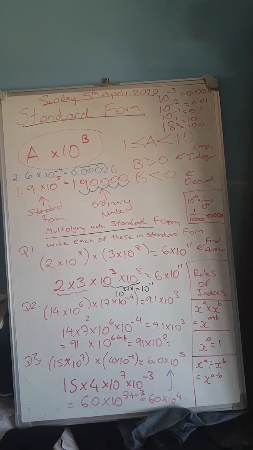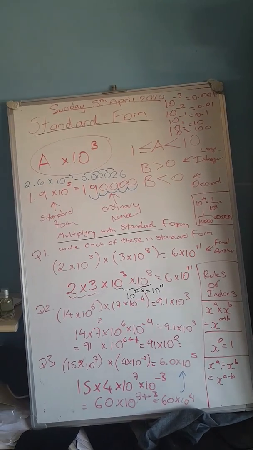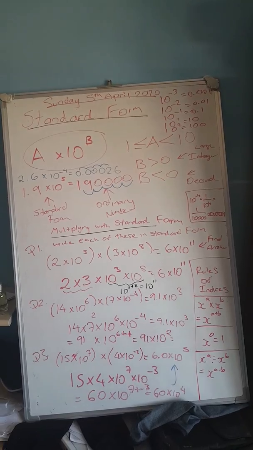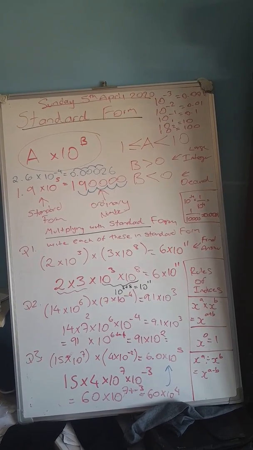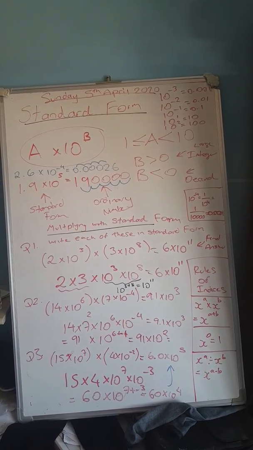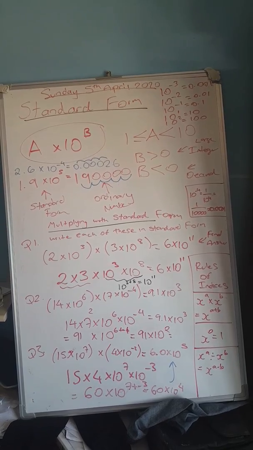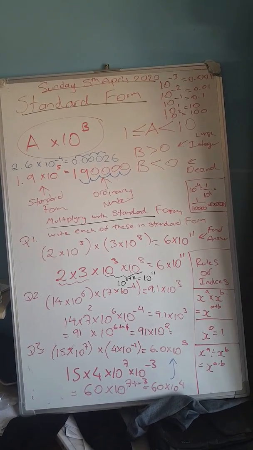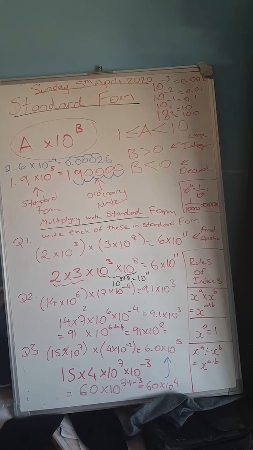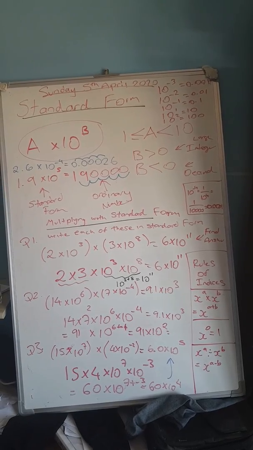Remember what I said at the beginning, guys, the first number, 91, is bigger than 10. The number has to be between 1 and 10. So your final answer would be 9.1 times 10 to the 3. So you knock down the power of 10 for 91, and then you bump up the power by 1 on the 10.